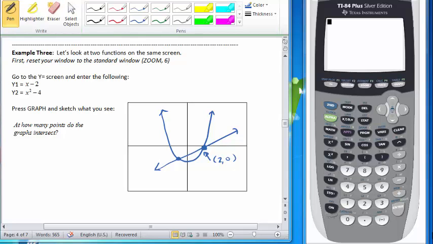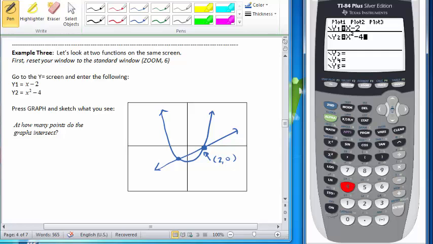Now I'm going to return to an example from our Getting Started with Graphing handout, and I'm going to show you how to get your calculator to calculate points of intersection. So the first thing I want to do is go in here and enter these equations that we had before. Y1 equals x minus 2, which we know is a straight line, and then Y2 equals x squared minus 4, which we've seen as a parabola.